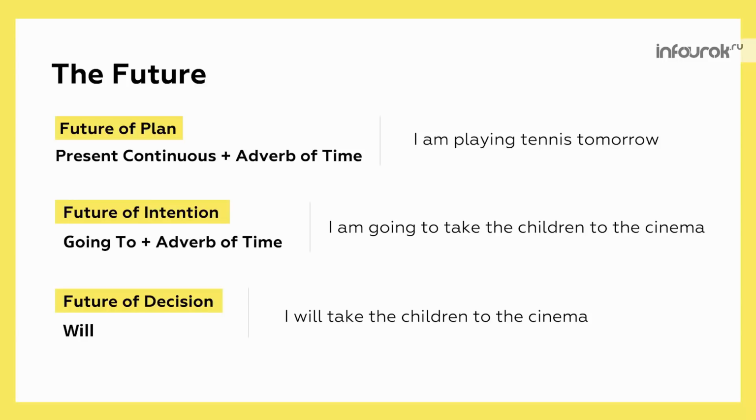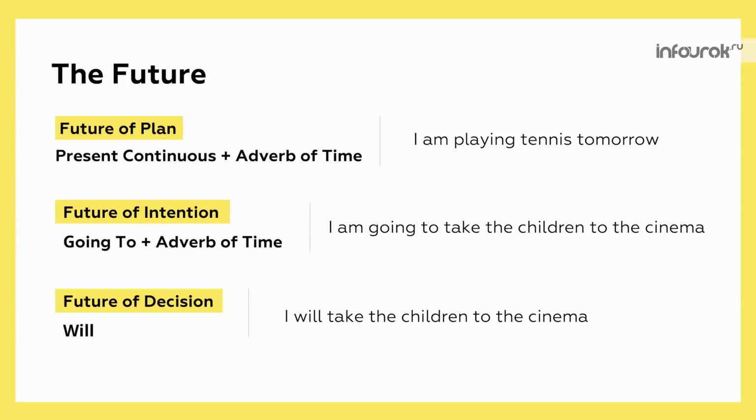Another way to construct the future is using going to. And this we call the future of intention. What we intend to do. I'm going to take the children to the cinema. In other words, I have the intention, not necessarily the plan, I haven't yet bought the tickets, of taking the children to the cinema. I am going to take the children to the cinema.